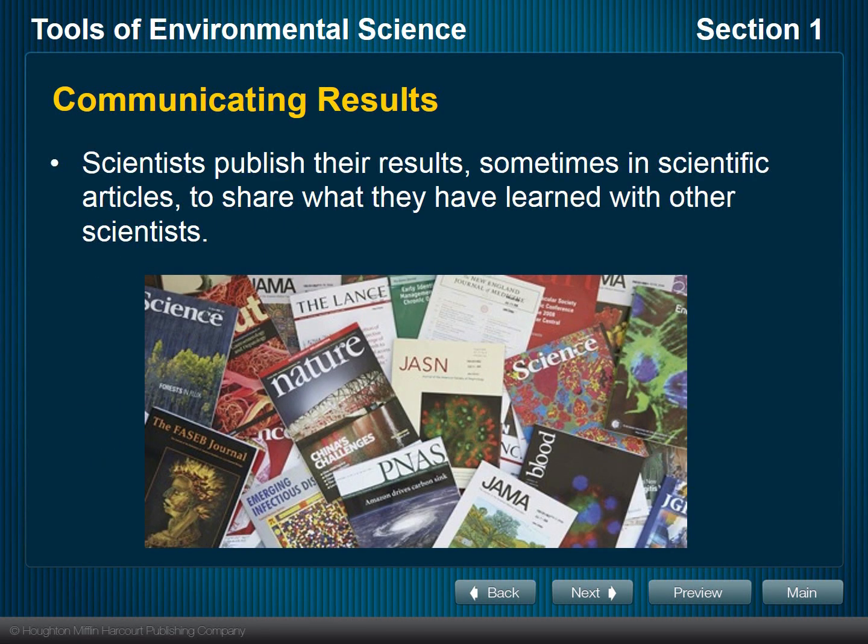Scientists publish their results, sometimes in scientific articles, to share what they have learned with other scientists. Scientific articles include the question the scientists explored, the reasons why the question is important, background information, a precise description of how the work was done, the data collected, and the scientist's interpretation of the data.